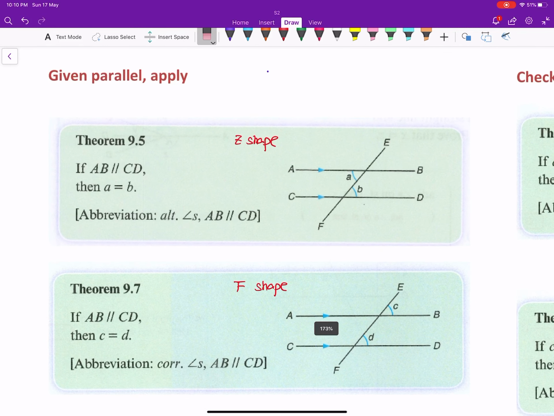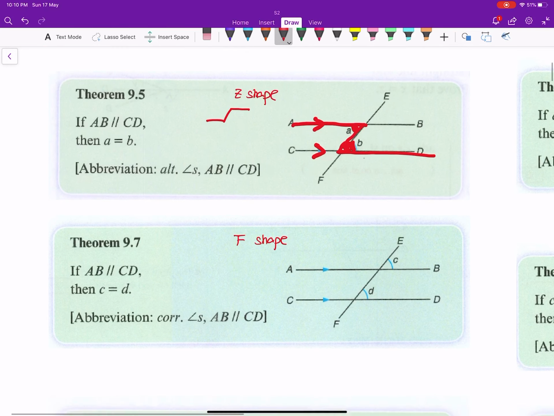Okay, let's have a quick revision of what you learned in Form 1 if it is given a parallel line. For example, in the diagram, AB and CD are parallel, indicated by a pair of arrows. If we can draw a Z shape, A and B are equal. They are alternate angles. So we can find another pair of alternate angles like this in a reverse shape.